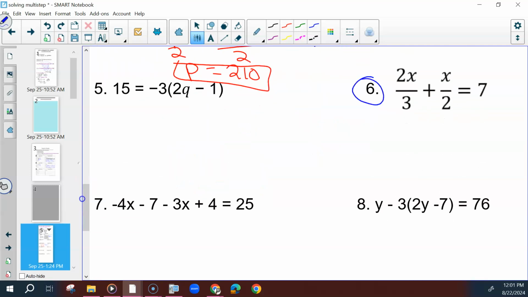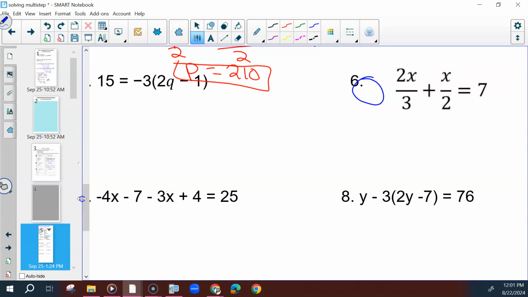So number 6 also has a couple different ways to do it. We may not have time to do both, but I just want to get through one at least. Maybe we see fractions and we freak out. It happens. So one way we could deal with this is to get rid of the fractions. That way we just don't have to deal with it at all. To get rid of the fractions, we have to multiply both sides.